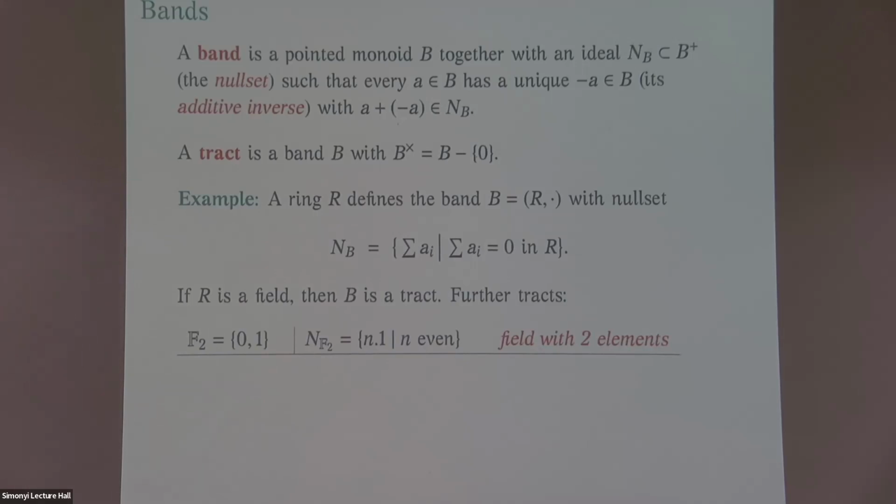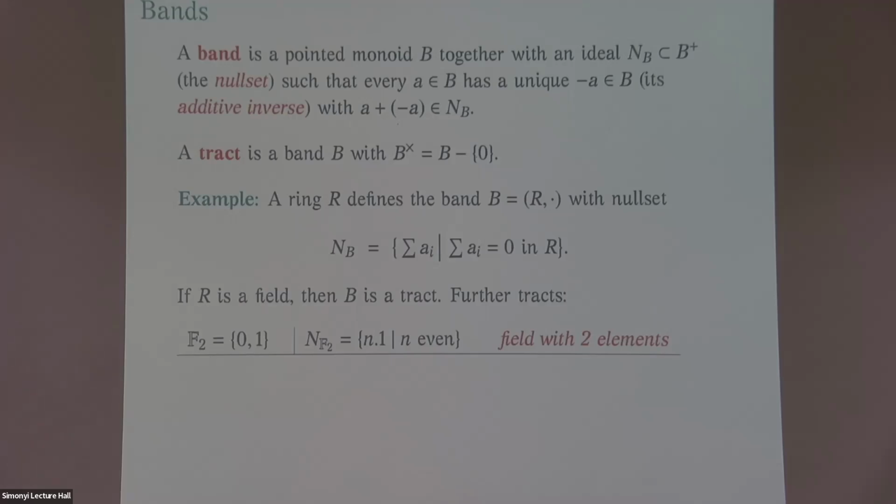Okay, let's see how our many characters fit inside. So F2 becomes a band. The multiplicative structure I didn't explain. This is just the obvious thing. There's nothing to think about. But for the additive structure, we just take the ideal which are all multiples of 1, where n is even. So whenever this becomes 0, it's an example of F2 is a field, so we just apply this mechanism.